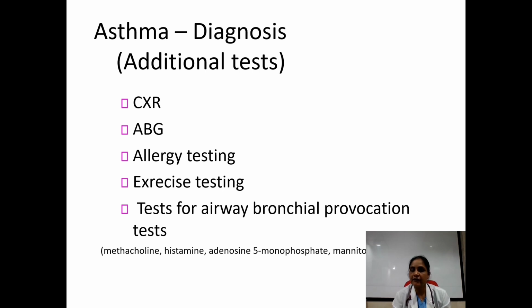Exercise testing, if the clinical history suggests exercise-induced asthma, where it happens only at the time of exercise, you can do exercise testing. You can do different kinds of bronchial provocation tests. Bronchial provocation tests are done only if spirometry is normal. If your spirometry is showing clear-cut asthma, you should not subject your patient to bronchial provocation. It can be dangerous. We do not do it in our clinic.